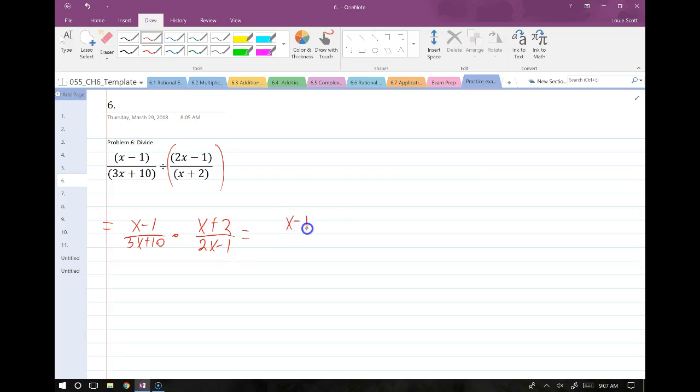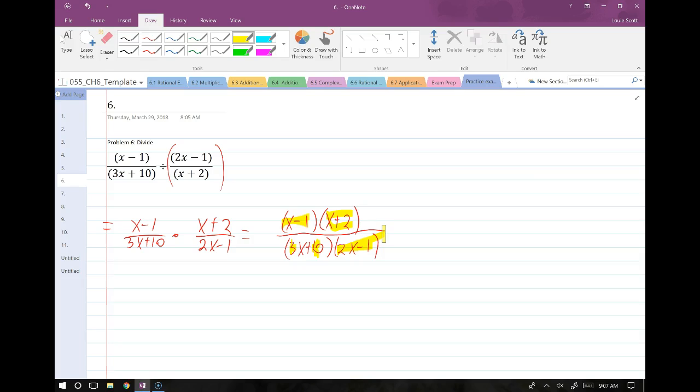So I have x minus 1, x plus 2, over 3x plus 10 times 2x minus 1. Now, let's see if we can factor anything out to maybe simplify this. You really can't, right? 3 and 10 don't have a common factor. These are all prime already, and so is this one. Everything's prime. So basically, that's the end of the problem.